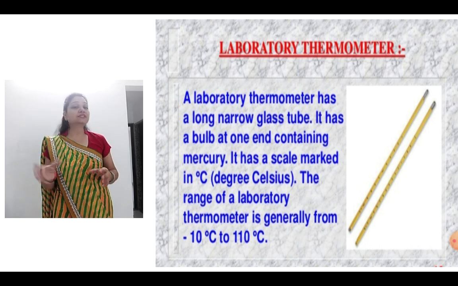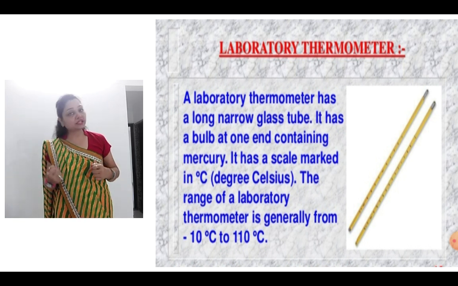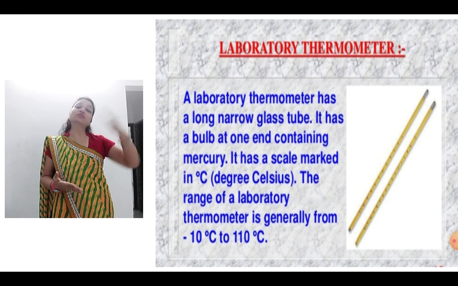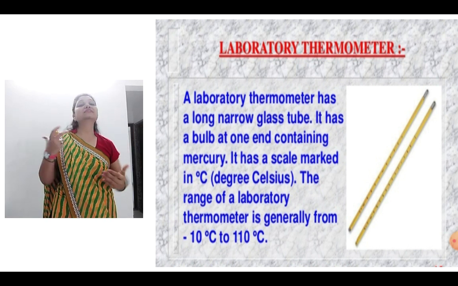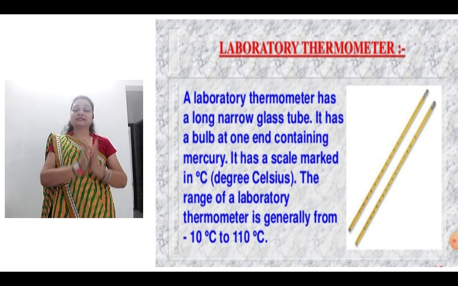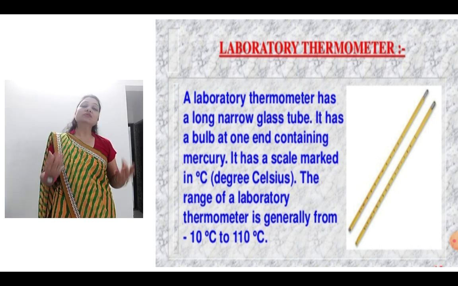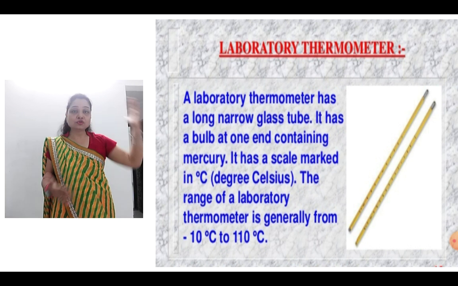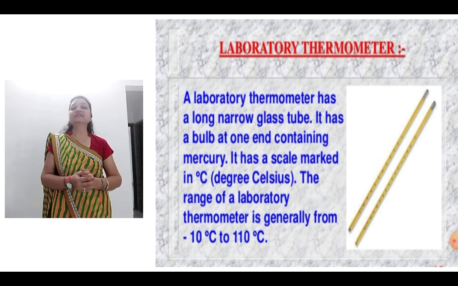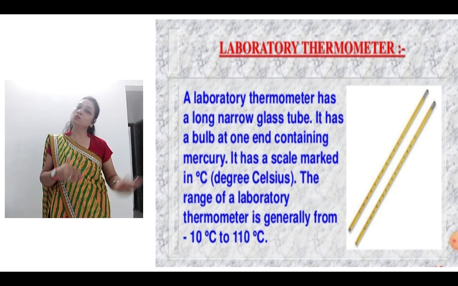The clinical one is used to see the temperature of the body mainly. So our temperature will not go that high. That's why the scale is less. And in the laboratory, we see the temperature of various chemicals, so the temperature can go very high. That's why the scale is given from -10 to 110.